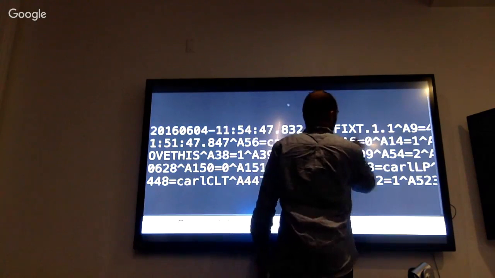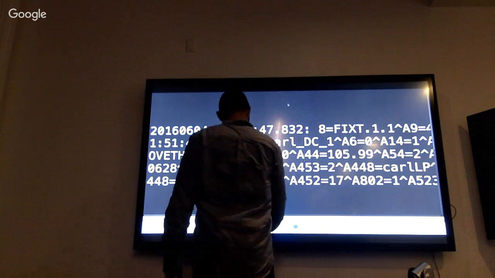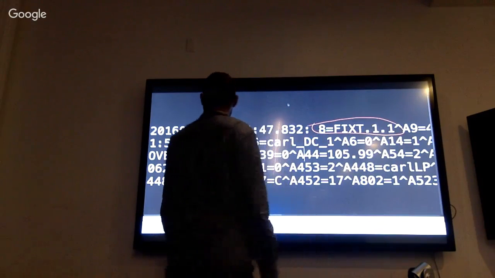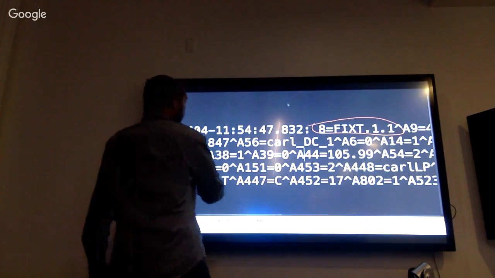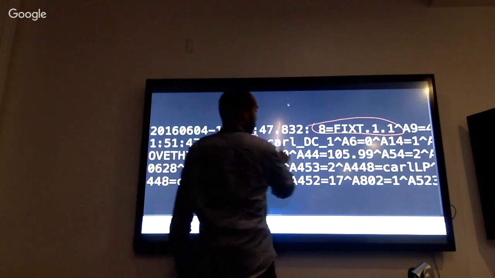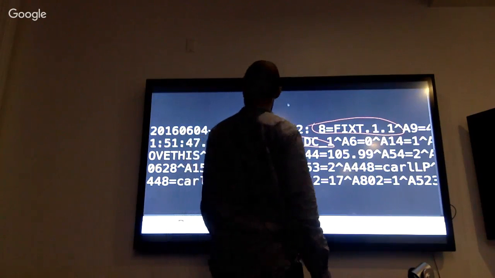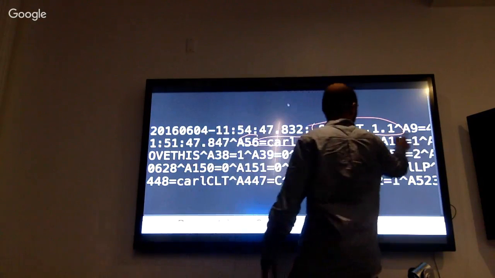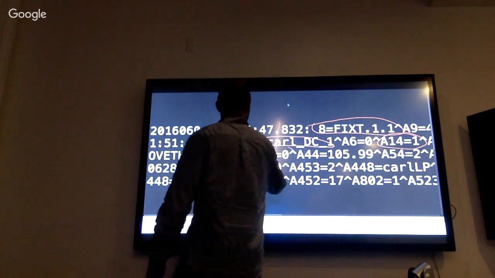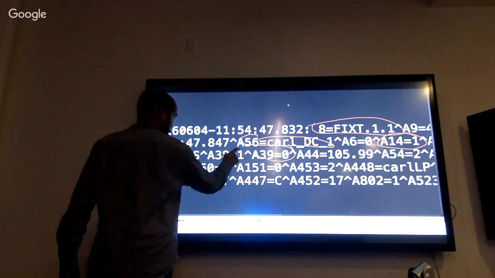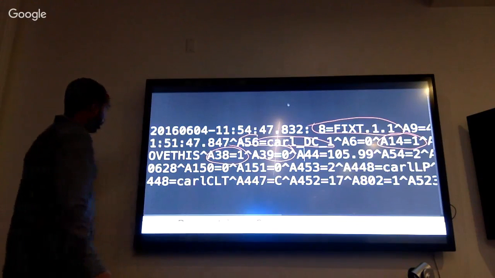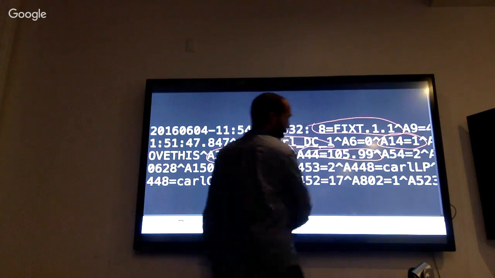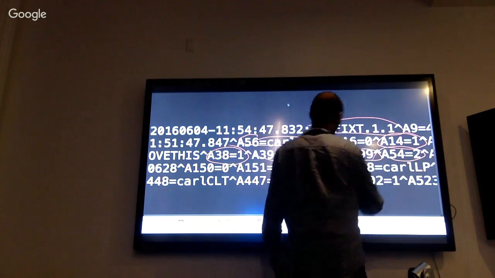We can see the fixed version listed here. Let me get my pen. Fixed version listed there. We can see that this is going to this entity. What else can we see? We can't even see everything. I see quantity over here, 14 equals 1. I see status of 0, so it's like an acknowledgement message. I see quantity of 1. That's how many it is. And there's a price here, 44, 105.99. Side is sell, 54 equals 2.